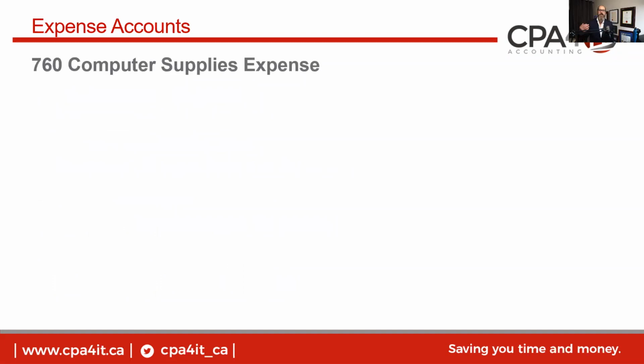Computer supplies expense. Your computer supplies are any computer costs that you would have where you're purchasing the item. Typically, we use a threshold of $500. Anything over $500, we would typically amortize. We'll talk a little bit more about what amortization is, but if it's over $500, it would go under computer hardware, which is an asset account, as opposed to computer supplies. So anything under $500 would typically fall under computer supplies.